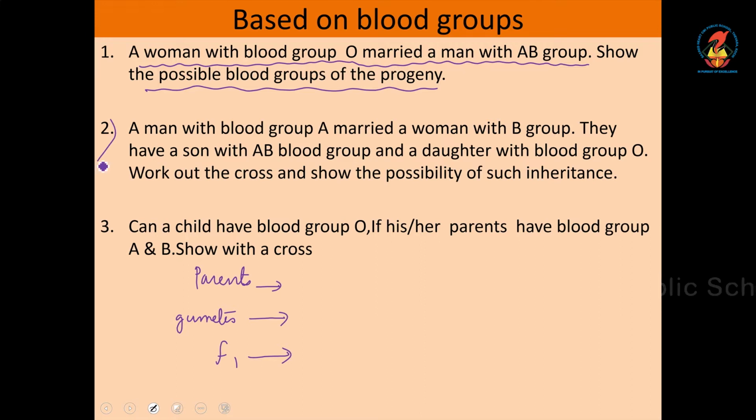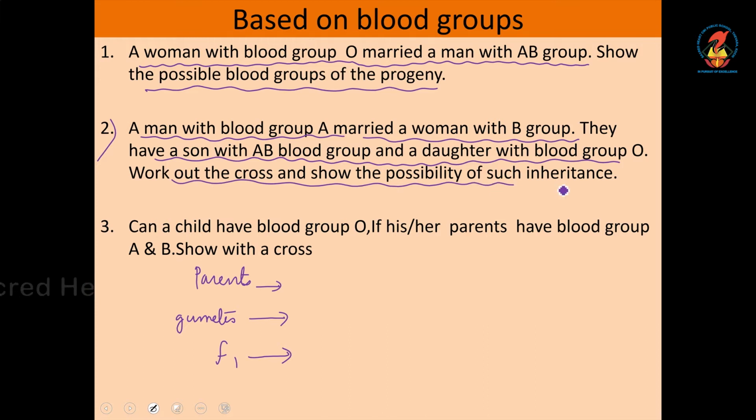Second question: a man with blood group A married a woman with blood group B. They have a son with AB group and a daughter with O group. Work out the cross and show the possibility of such an inheritance. So we see A marries B. I am giving the genotype, but now I have to decide the genotype. They are saying that the son born to them is AB, while the other child is O.